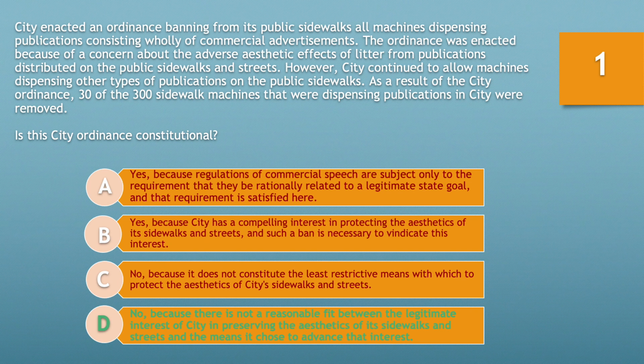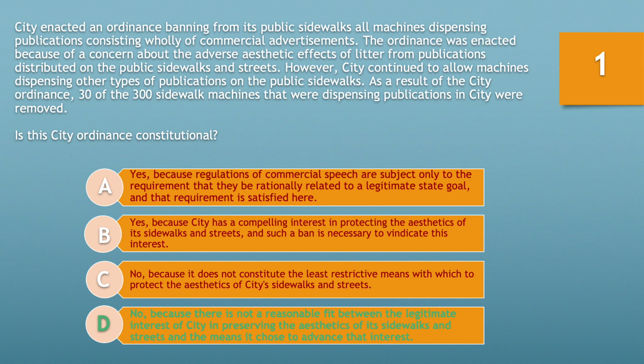Let's look at options A, B, and C. A. Because the regulations of commercial speech are subject only to the requirements that they be rationally related to a legitimate state goal. As we just found out from answer D, this is not rational basis, this is intermediate scrutiny. So that would not be correct because that's not the correct level of scrutiny to be used. B, yes, because city has a compelling interest in protecting the aesthetics of the sidewalks and streets, and as such, a ban is necessary to vindicate this interest.